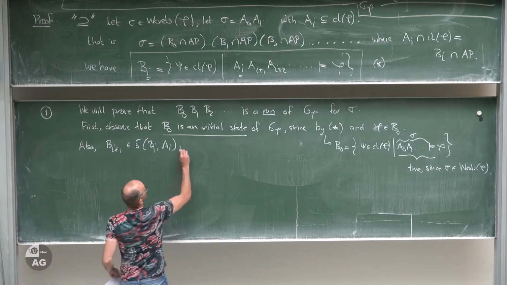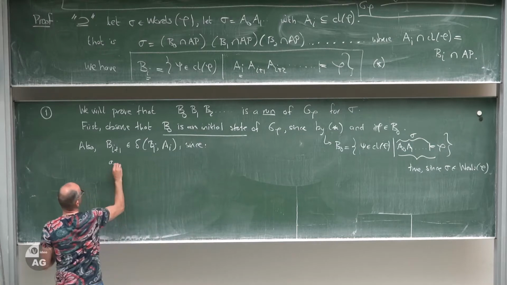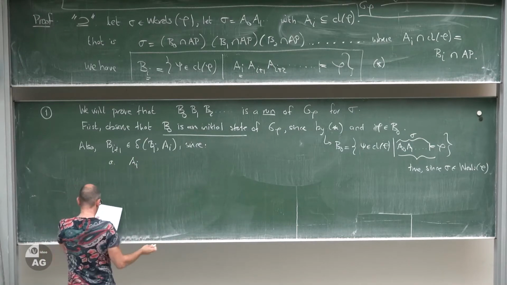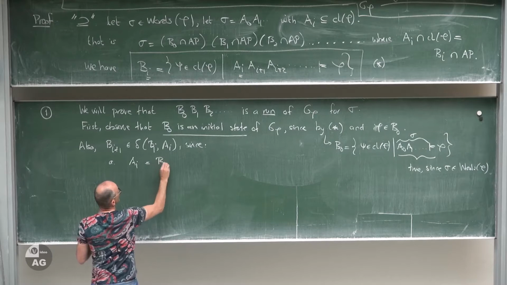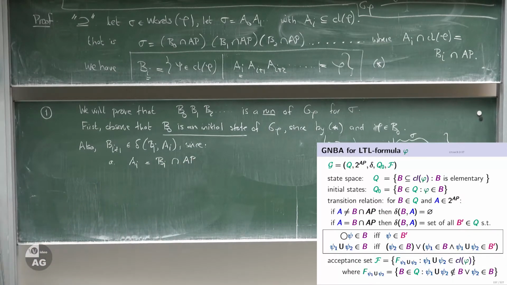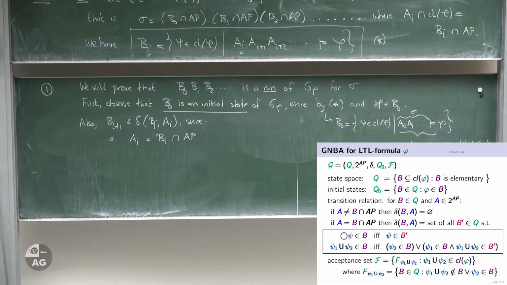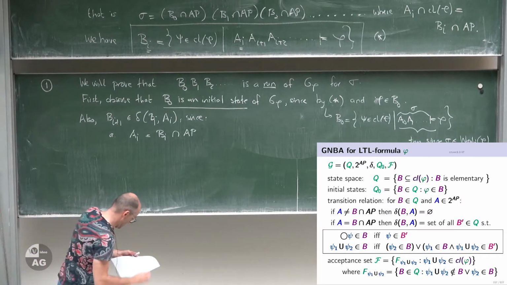Since the following things hold, Ai equals Bi intersected with AP. Look at this slide. This is important because otherwise there is no successor. So we have to be sure that we are in this case, which is the case by construction.